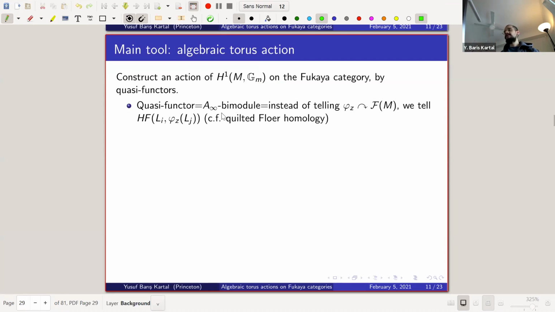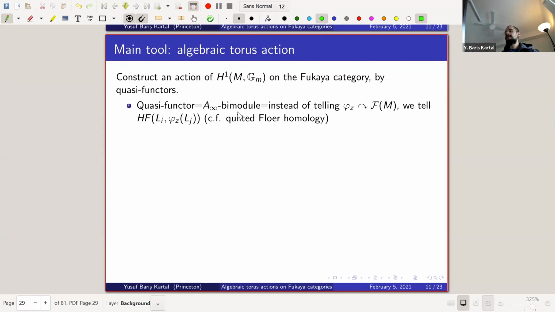The reason I'm using this instead of functors is that Fukaya categories don't have lots of functors unless you add more and more Lagrangians. That will break our assumption. Basically what you're doing is, instead of telling how, for instance, phi of z would act on the Fukaya category, you tell what the Floer homology HF of Li, phi of z Lj is.